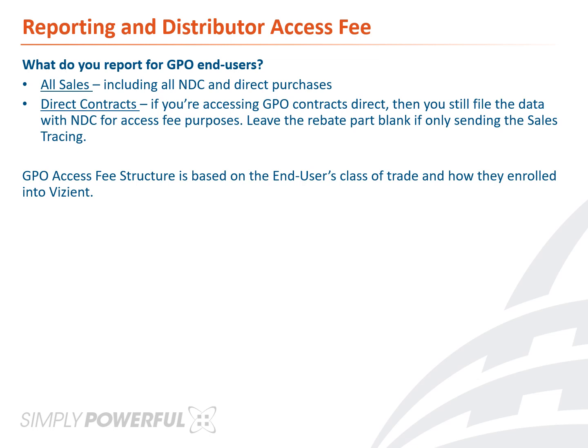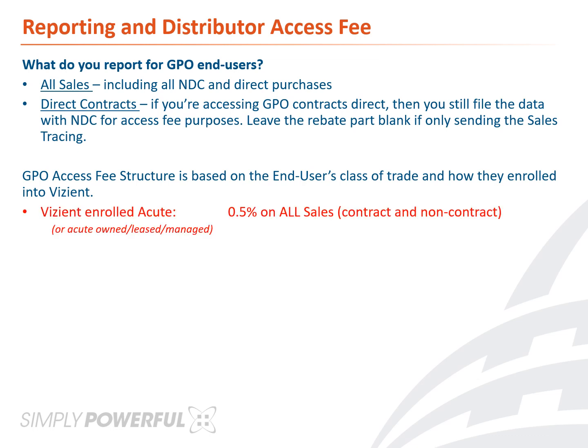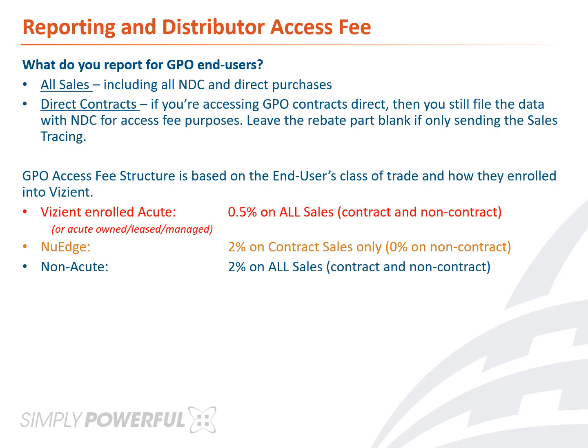Your company is an authorized GPO distributor, so legally you owe an admin fee when you're selling to GPO member facilities. This is based on the class of trade of that end user facility. If it's an acute care, a hospital facility, you owe 0.5% on all sales, contract and non-contract. The NuEdge program allows you to pay 2% when you use a contract and 0% for non-contract.